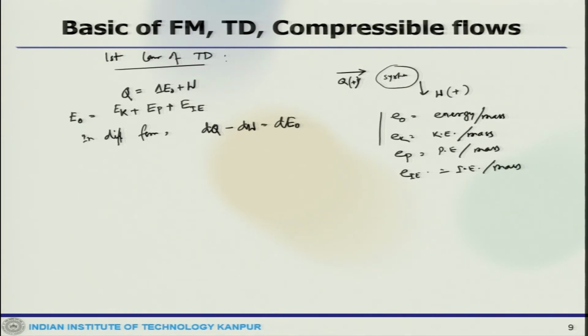So, we have all this terminology, and also one can write that e_0 should be V squared by 2 plus g z plus e, which is nothing but E_0 by m. Now, there are two kinds of work. One is the flow work, which is work done on the surroundings, and the second would be shaft work.